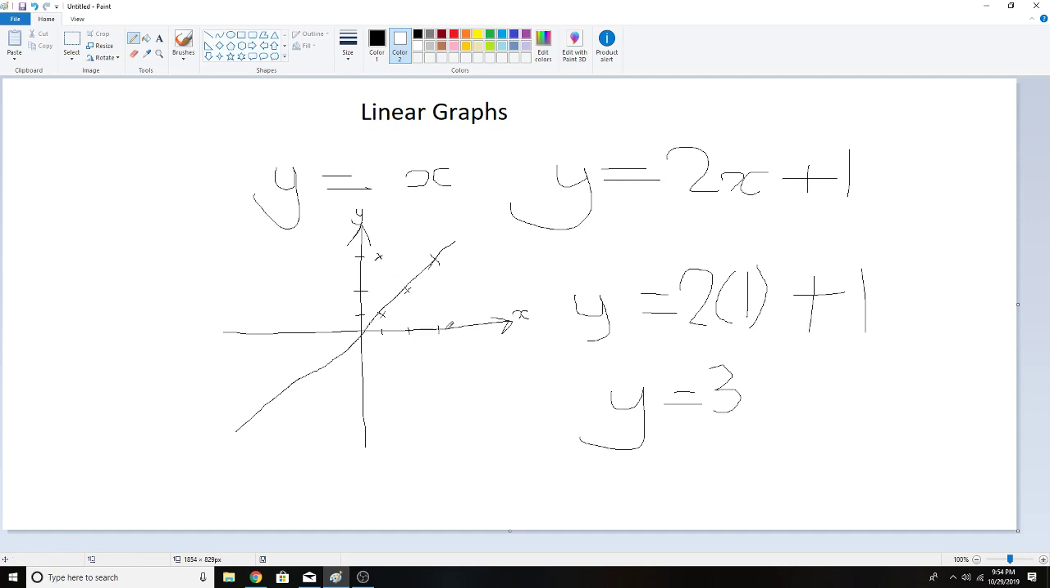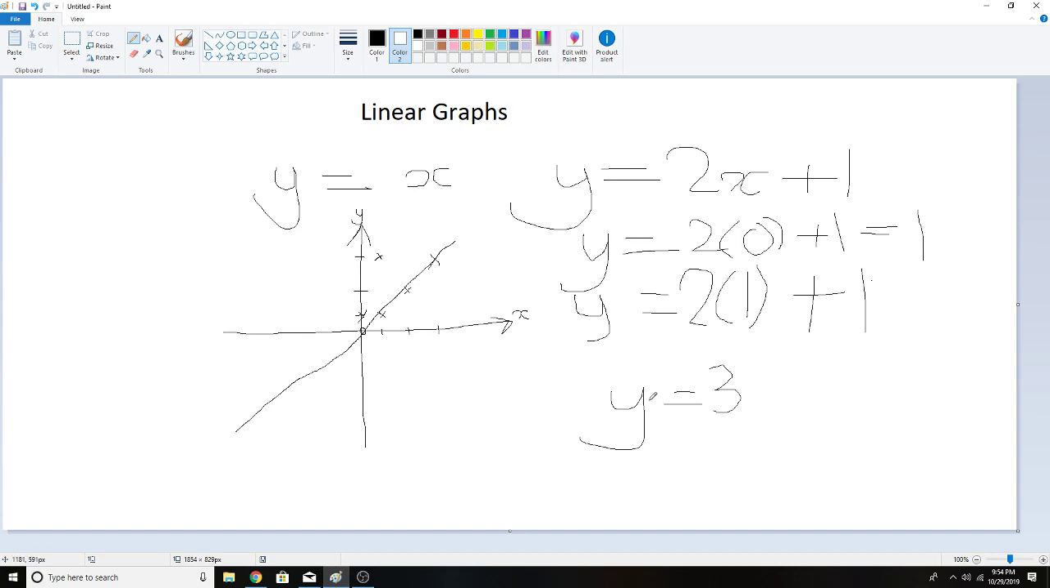Let's find what y is at 0. If x equals 0, what does y equal? So y equals 2 times 0 plus 1. Now we know 2 times 0 is 0, plus 1 is 1, so y equals 1. So we find 0, which is about here, and we plot it here. And as you can see, it will make a similar sort of line to 2x plus 1.